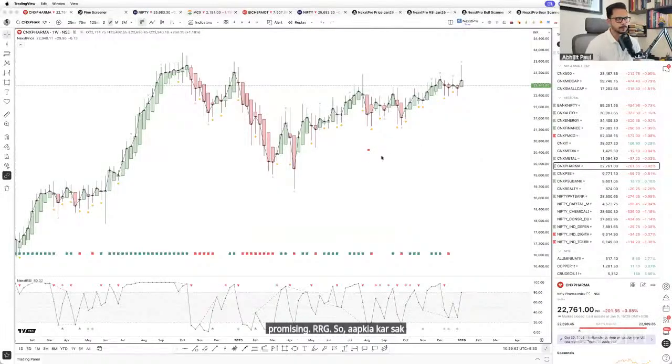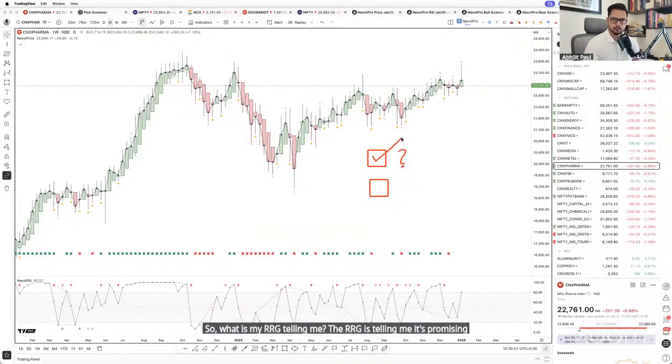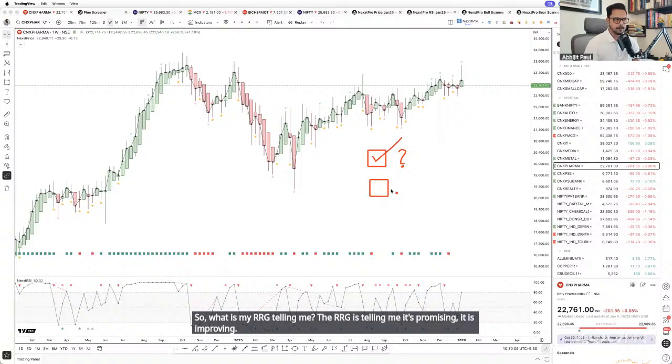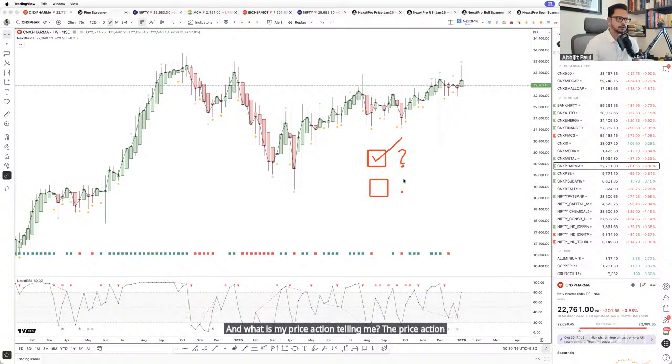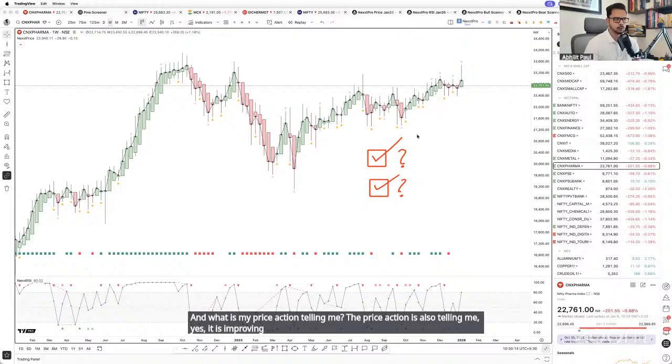What I do is I keep 1 point for relative strength. I keep 1 point for price analysis, and there are various other points. But the key points are, what is my RRG telling me? The RRG is telling me it's promising, it is improving. And what is my price action telling me? The price action is also telling me, yes, it is improving. There are no negative signs. Most of the reading seems to be positive.